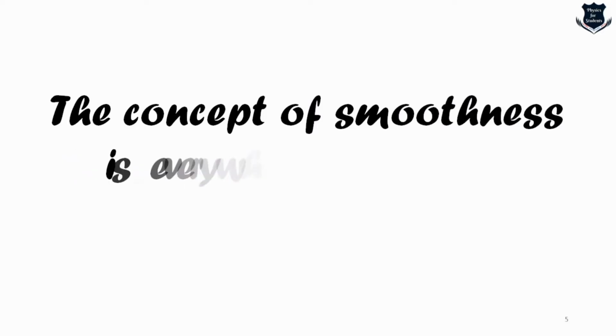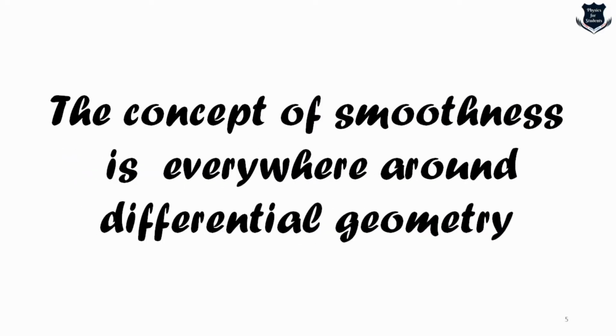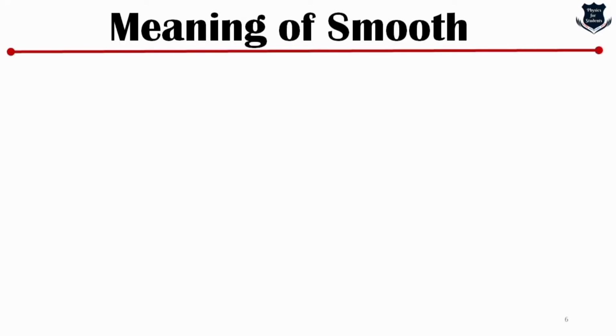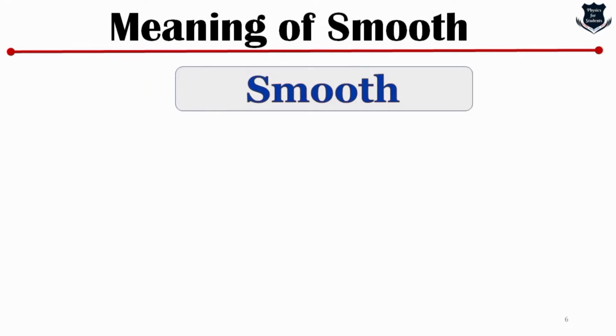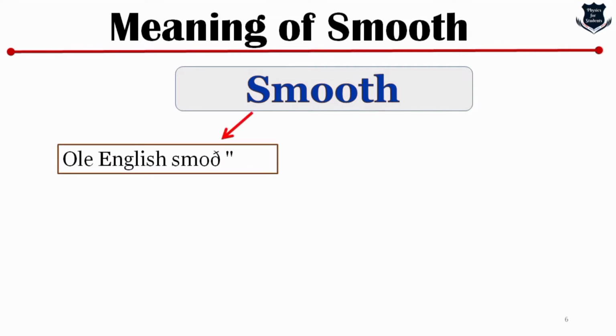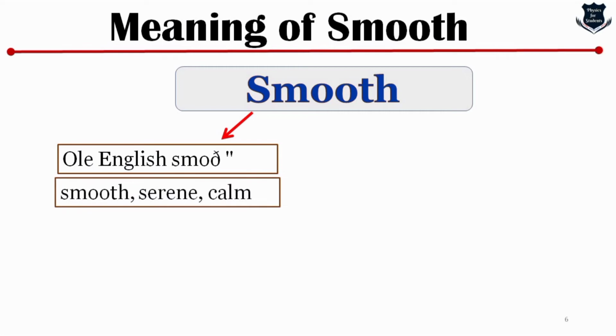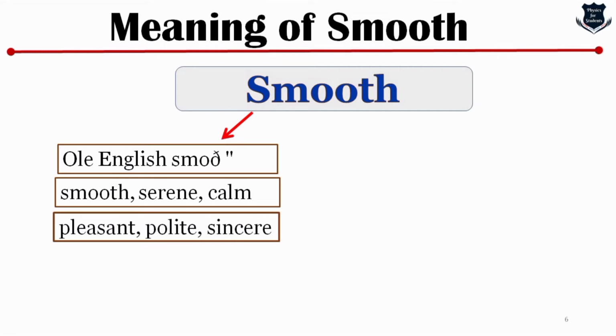The concept of smoothness is everywhere around differential geometry. You open up any book on differential geometry, and you will always find smoothness. First of all, let us understand what is the meaning of smooth. The basic idea of smoothness comes from the Old English term, which basically meant smooth. It also means serene and calm, free from roughness. It also means pleasant, polite and sincere.